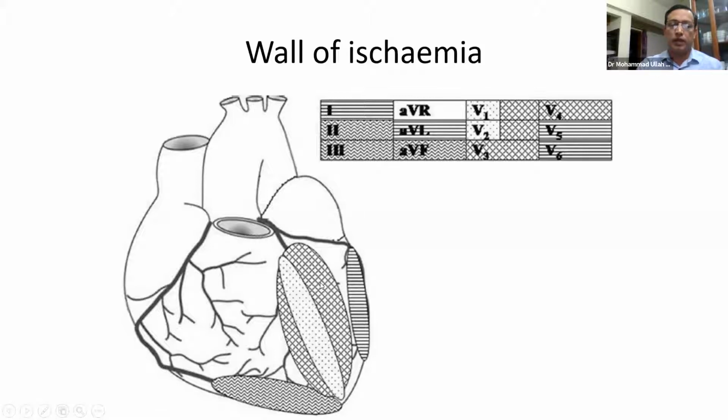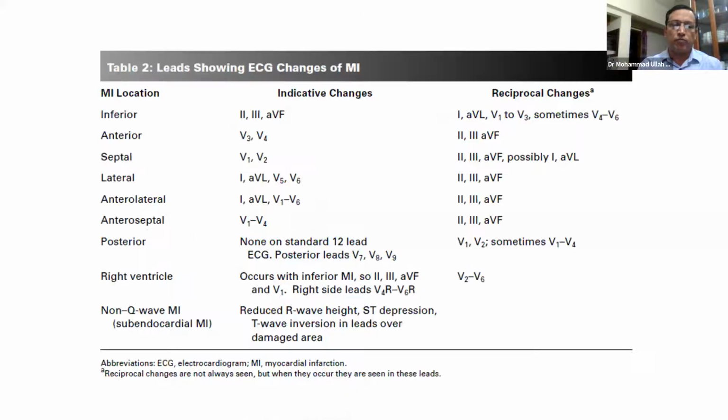When V1, V2 are involved, we can call it an anteroseptal MI. When V3 and V4 and other leads are involved, we call it an anterior MI. Sometimes multiple leads are involved in a single setting, like inferior MI with anterior MI or extensive anterior MI. We'll talk about it later on. So this is how we describe it in the form of inferior MI, anterior MI, anteroseptal MI, and two important things are posterior MI and right ventricular MI.